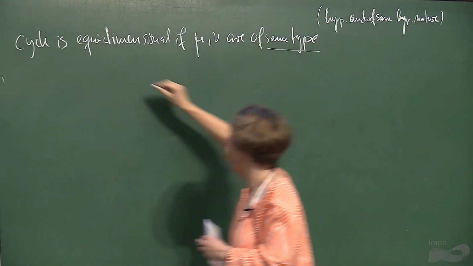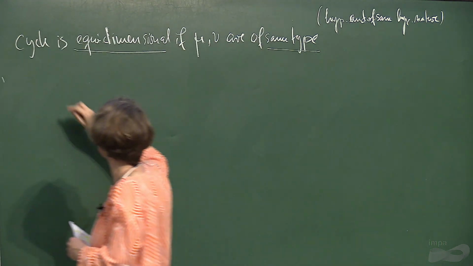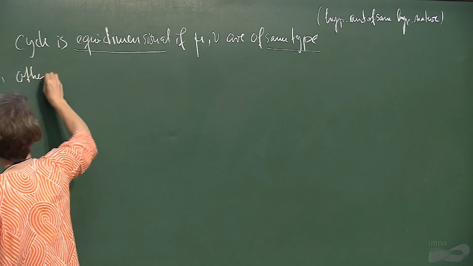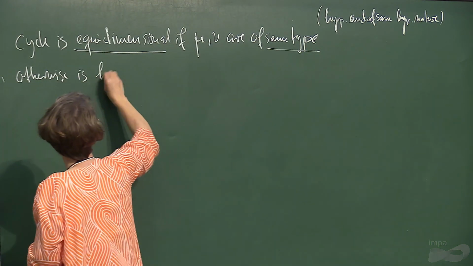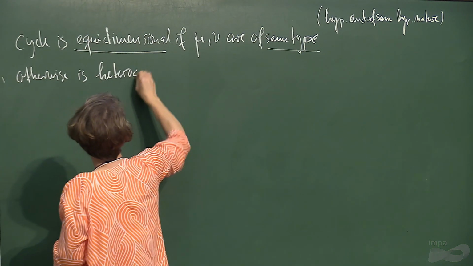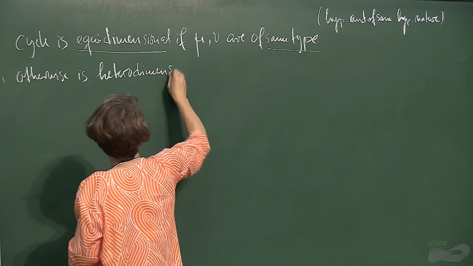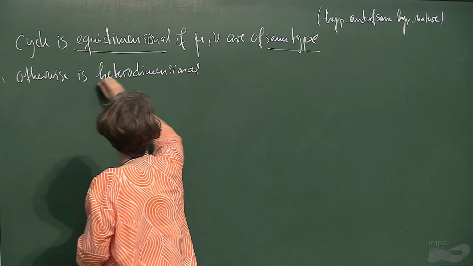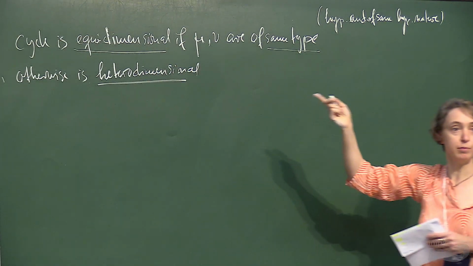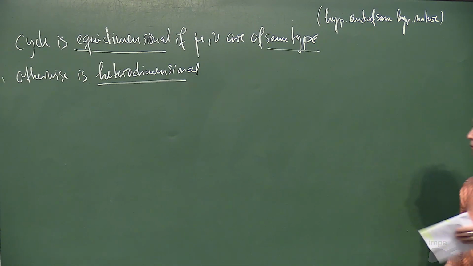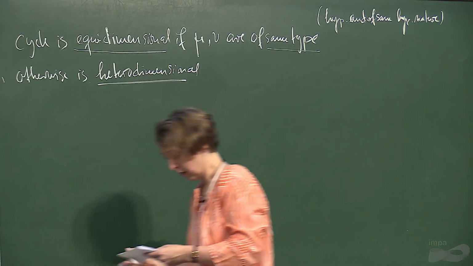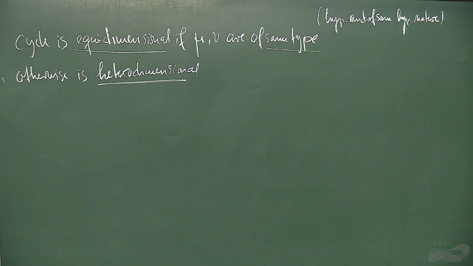Okay, and then I say that this cycle is equidimensional, otherwise it is heterodimensional. That means if they are hyperbolic and of different type, then I will say that they are heterodimensional. Okay, and to continue one more moment with the historic comments.